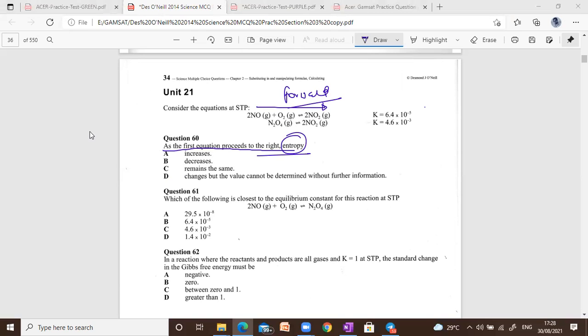Yes, everyone is saying B. Yes, entropy will decrease because the reactant has a higher number of moles, which is 3, and the product has fewer. This is for equation 1. What about equation 2?